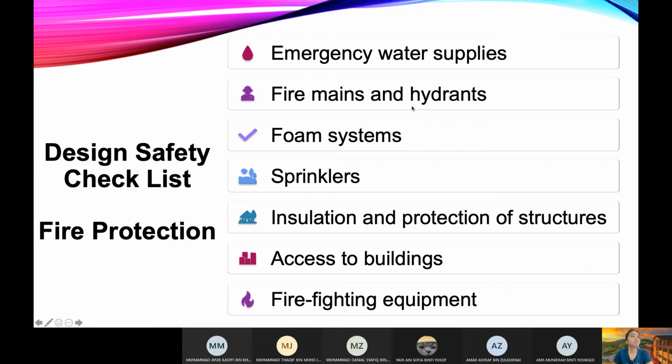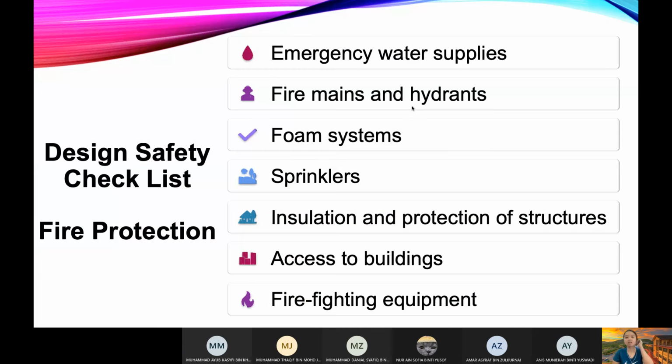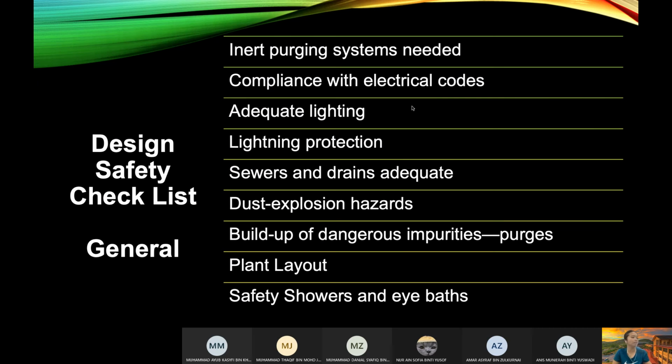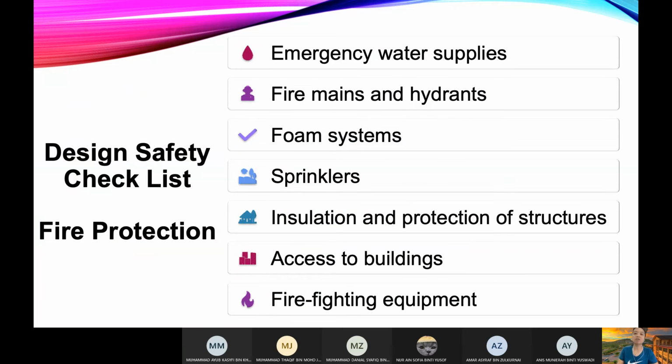Okay. Next, fire protection. Again, if in your case you have flammable materials or a tendency of having fire, these are the checklists that you have to discuss. Emergency water supply, fire main, foam system, sprinkler, and so on and so forth. Next one. So this is all for today. Fire protection, general list. I think there is more. Okay, done. Oh, there's no more. Alright. So this is for the environmental impact and safety consideration.